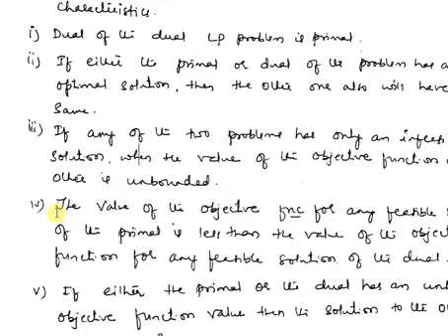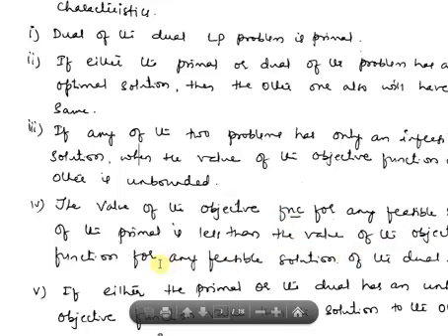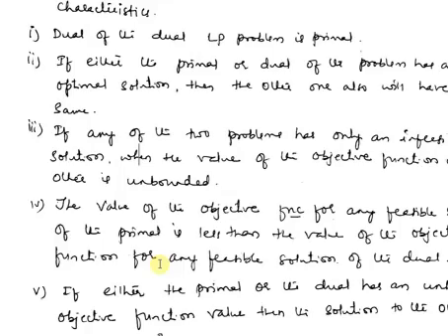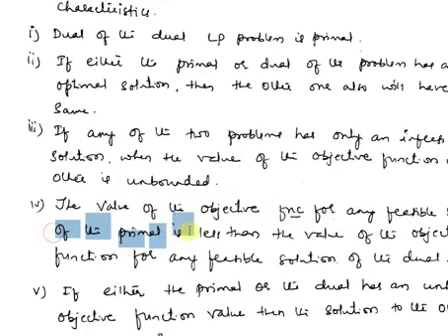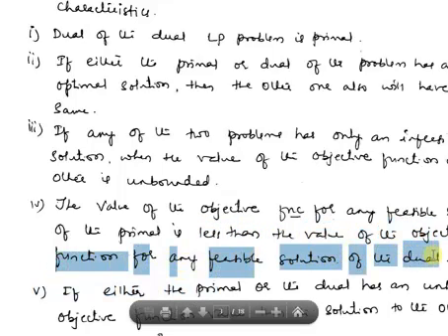The fourth characteristic is that the value of the objective function for any feasible solution of the primal is less than the value of the objective function for any feasible solution of the dual problem. Why? If you recall the relationship between the primal and dual, the primal has less than or equal to type constraints, whereas the dual has greater than or equal to type constraints. That is the reason the objective function value for any feasible solution of the primal is less than that of the dual problem.